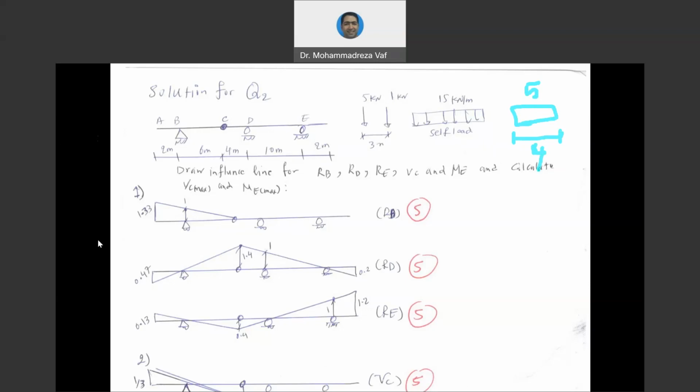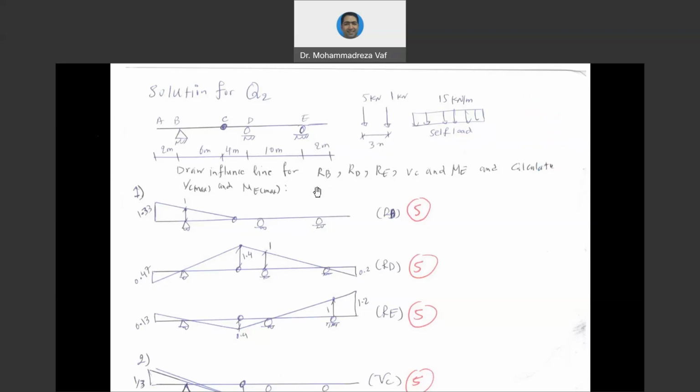But for this example that is given to our student, at this time you have only one moving load. But it doesn't matter how many moving loads you have, each one of them should be placed in the critical location, and after you calculate the effect of each one of them separately, you sum them up, and at the end you get the total effect. Okay, let's see what it was.